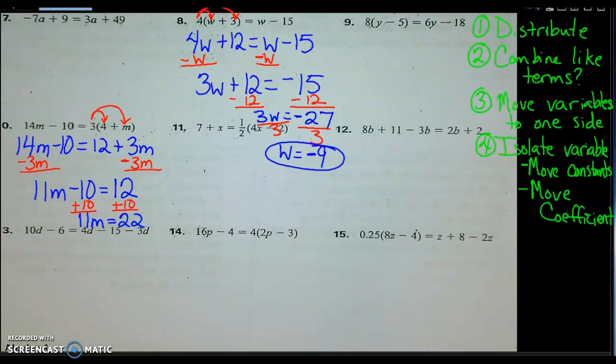Okay? Now I've got to divide. Divide by 11. Divide by 11. That's going to leave me with m equals 22 divided by 11 is 2. So that's my answer.